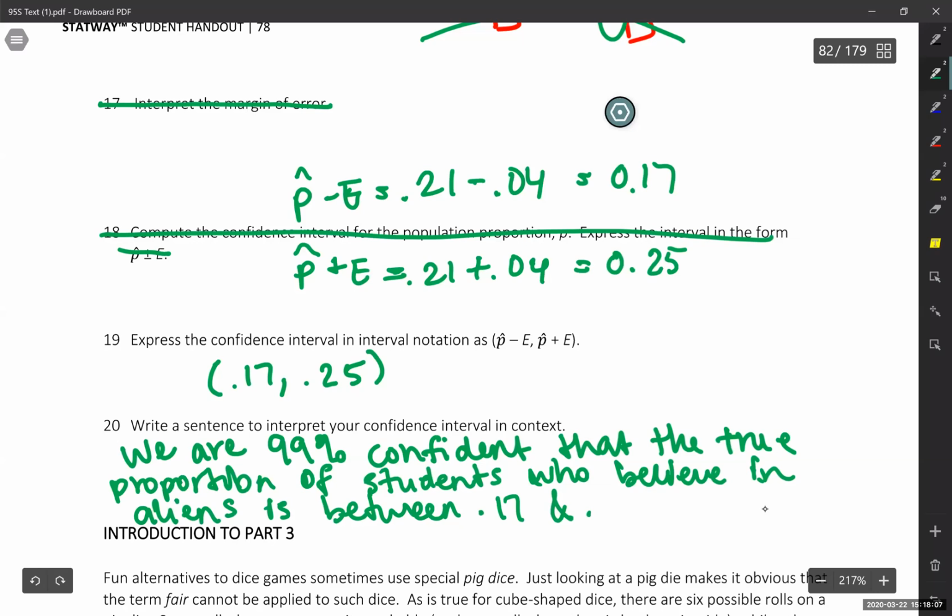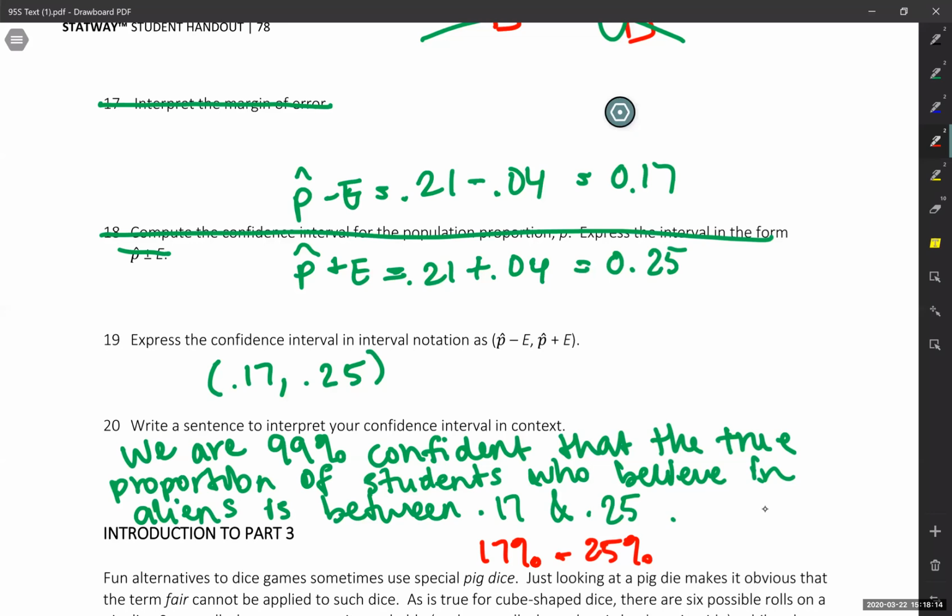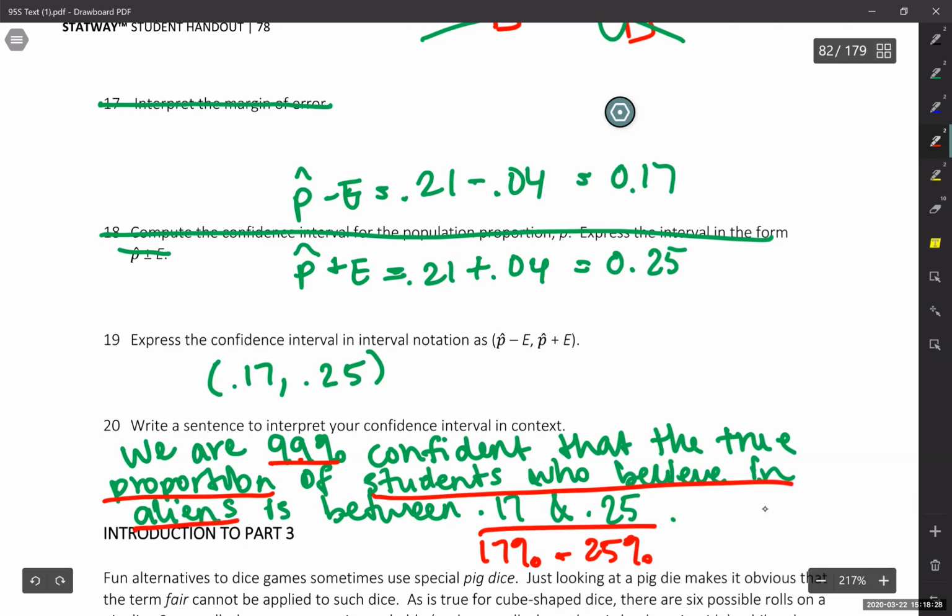Okay, maybe. But you'll notice I have the same skeleton that I had with the mean. I have the percent. I have the word proportion instead of mean. And then what is it a proportion of? So I wrote what was happening in the problem, students who believe in aliens. And then finally, the proportion, the actual numbers that we got from this particular problem.